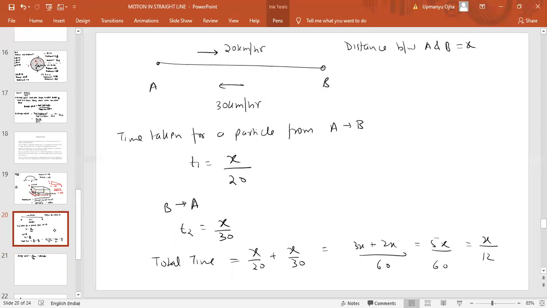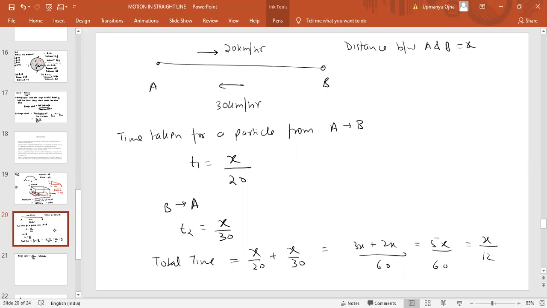So we are assuming that the distance between A and B is x. Okay. So what is the time taken by the particle to reach from A to B? That would be equal to distance by speed. So T1 will be equal to x by 20. Similarly, time taken from B to A would be x by 30. So total time taken would be x by 20 plus x by 30, which will come as x by 12. So x by 12 is the total time taken for the particle to reach from A to B and then from B to A.